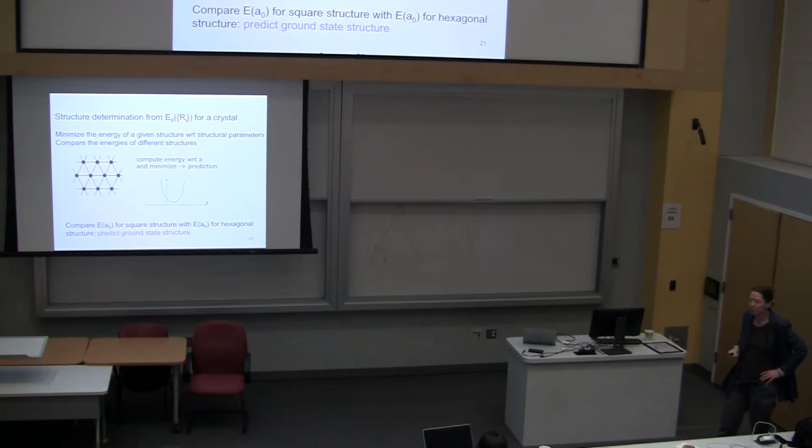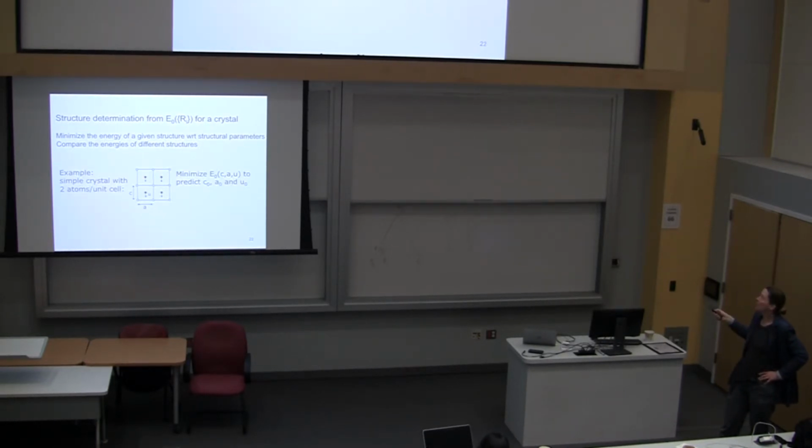I can predict structural parameters, and the game can be played for crystals with more than one atom in the unit cell, or three-dimensional crystals. It's just that there are more structural parameters. So I'm looking in a multi-dimensional space, but I'm still able to compute this energy. My black box is still giving me this energy for a given structure, and then I'm using that to make these predictions.